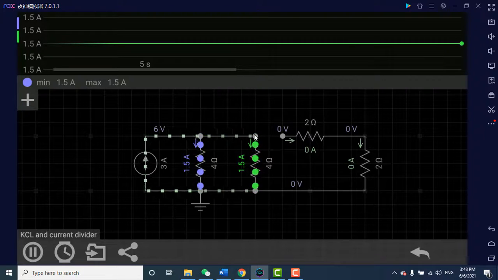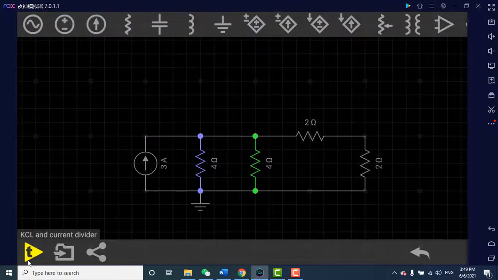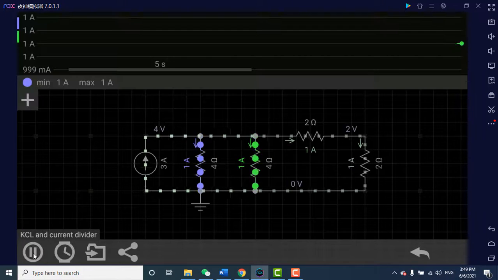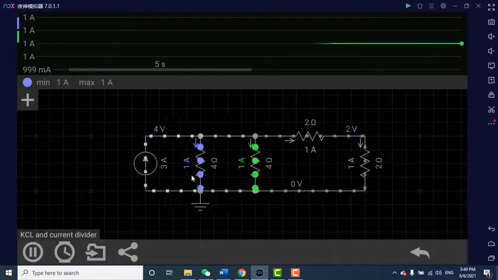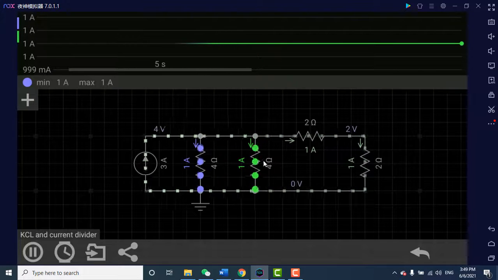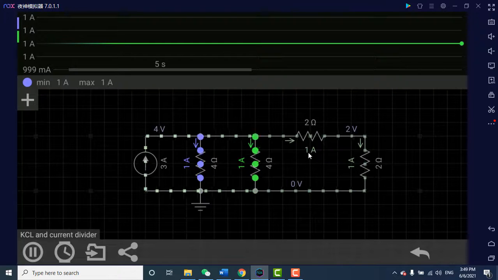So if I connect this branch to here, some current will flow in this direction. Then what will happen? Will the sum remain the same or not? Let's see. Now if I run the simulation, the source is still 3 amps. Now in this branch 1 amp of current is flowing, the next branch also has 1 amp of current, and you can see the third branch also has 1 amp of current.